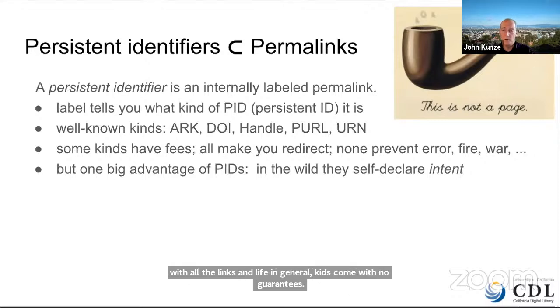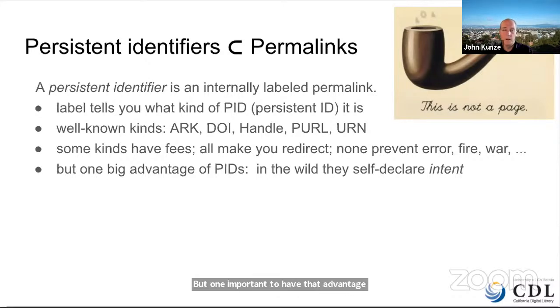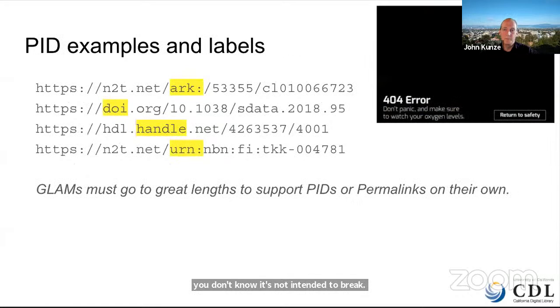But one important advantage of the PID is that internal label, which tells downstream recipients that the link's creator intended it to be persistent. This sets PIDs apart from the vast majority of URLs. Of course, a link that doesn't break is nice, even if you don't know it's intended not to break. So you don't need to know it's a permalink to enjoy it.